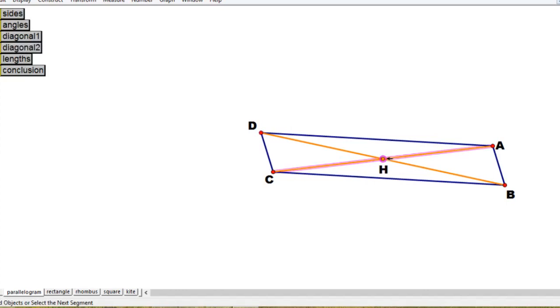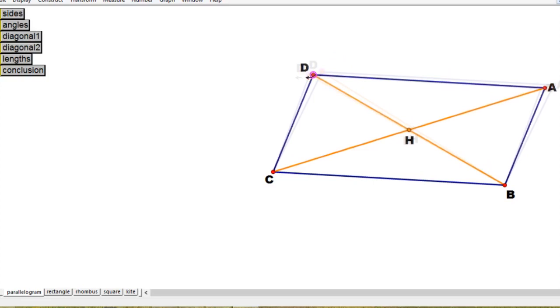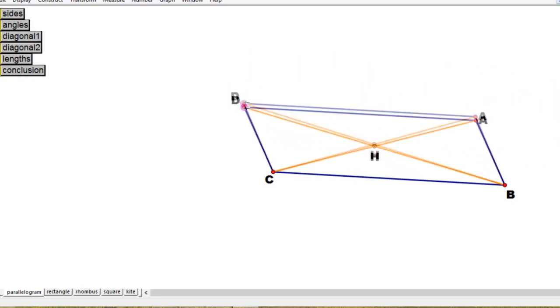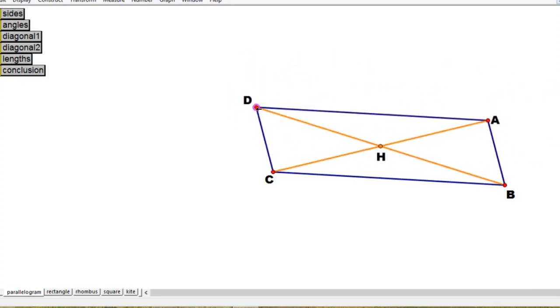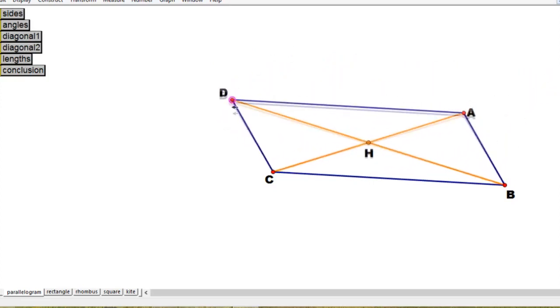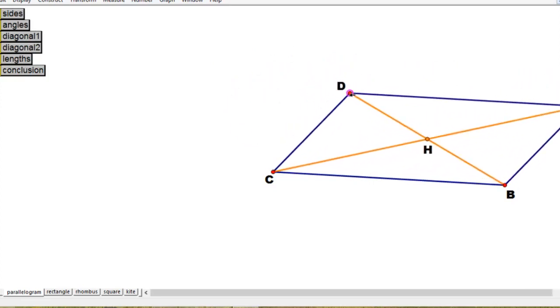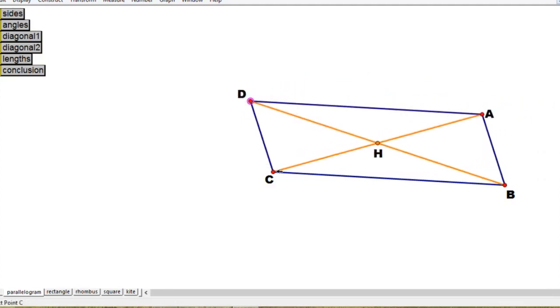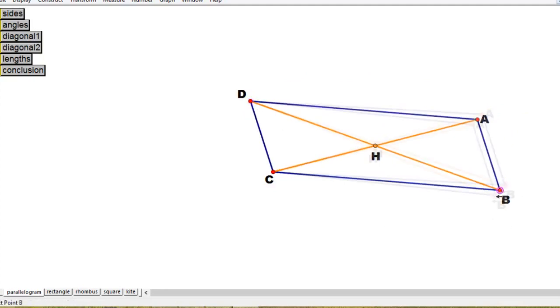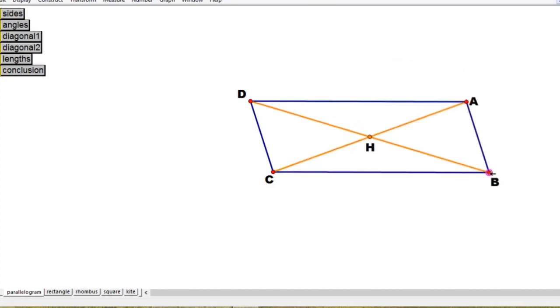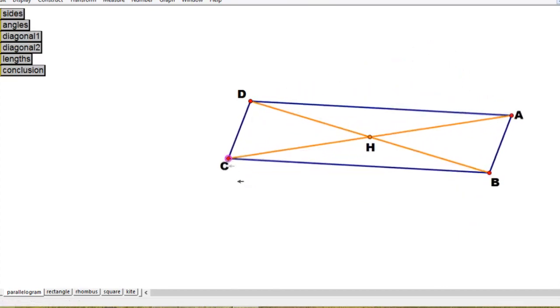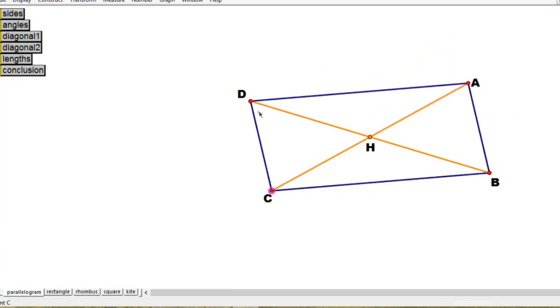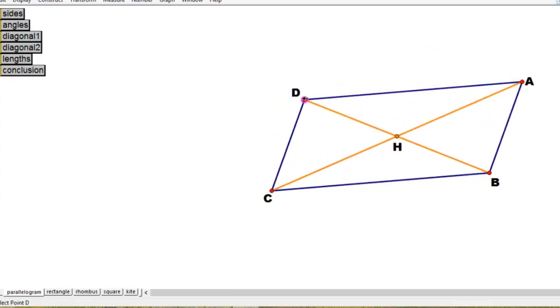Note that they intersect at the point H. If I'm going to drag that, take a look at how H plays an important role, the point of intersection of the two diagonals. I'll let you observe segment DH and segment HB. Anything that you observe about segment DH and segment HB?